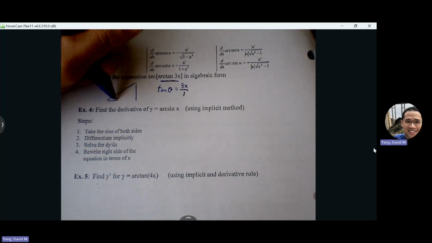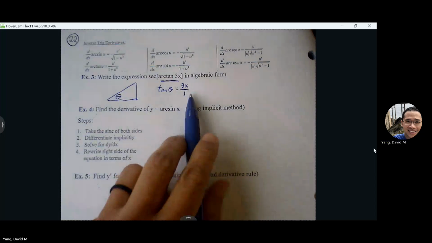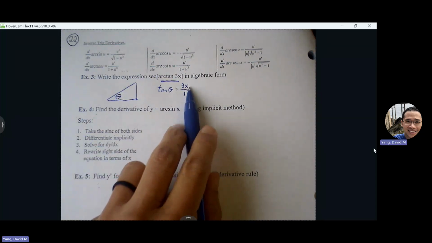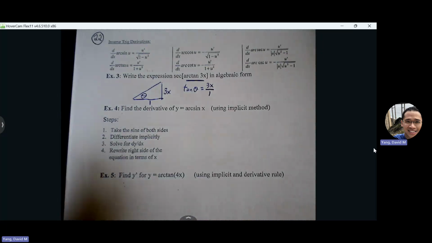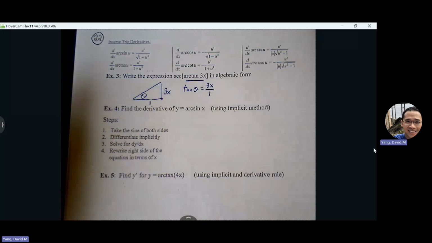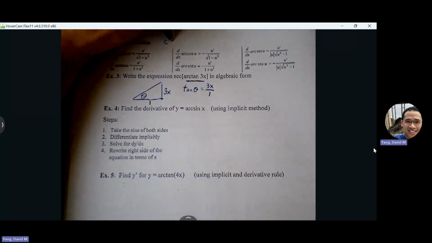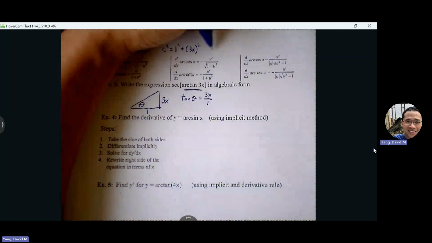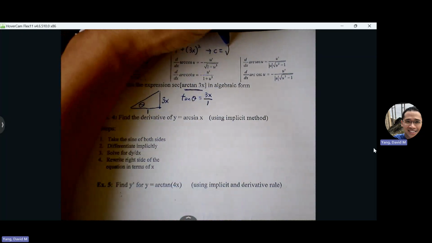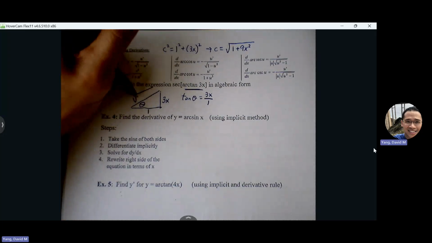So now our triangle here, here's our theta. So where can we put the 3x and the 1? 3x is opposite and the 1 is adjacent. Pythagorean theorem to help us find that third side. A squared plus b squared equals c squared. So we know that c squared is equal to 1 squared plus 3x squared. That ends up being 1 plus 9x squared. If I want to solve for c, the hypotenuse is simply the square root of 1 plus 9x squared. So that's going to be my hypotenuse.